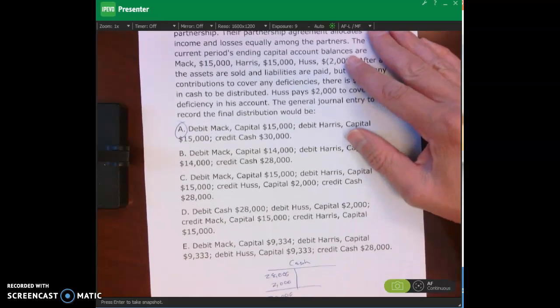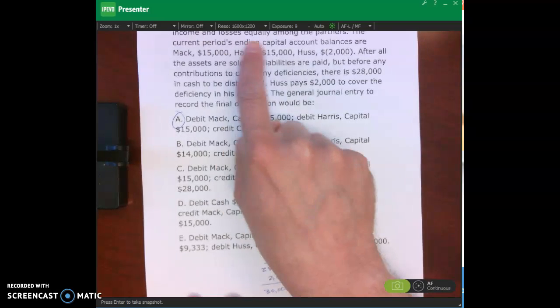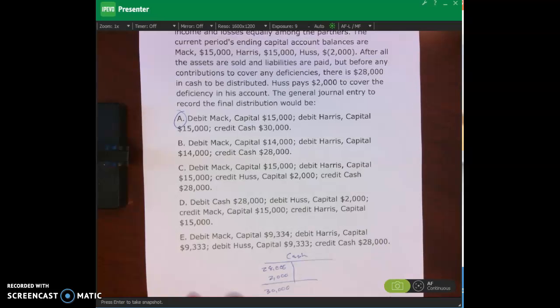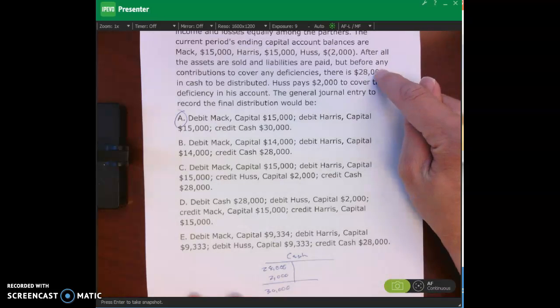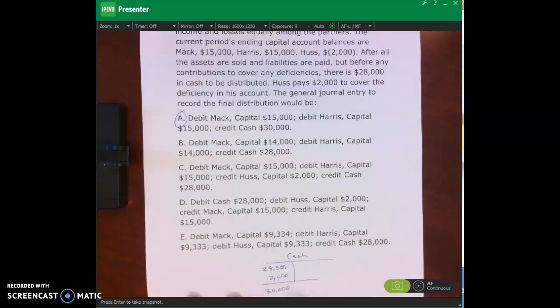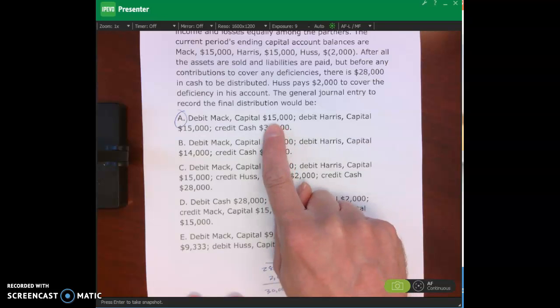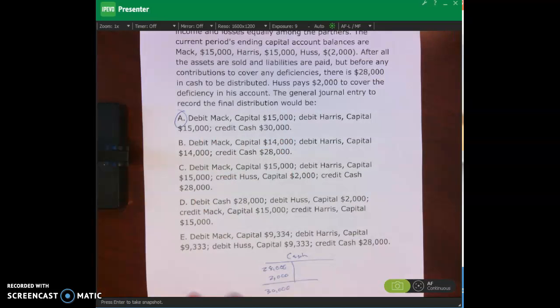So in that case, when we look down here at our T account for cash, we had 15 plus 15 minus 2, which means we have $28,000 in total capital and $28,000 in total cash. That's the $28,000 right over here. And then Huss pays 2, so now our balance in cash is $30,000. Then our journal entry becomes: debit Mac capital, debit Harris capital for $15,000 each, and credit cash for $30,000. And that's where we got that $30,000. So A is the right answer.